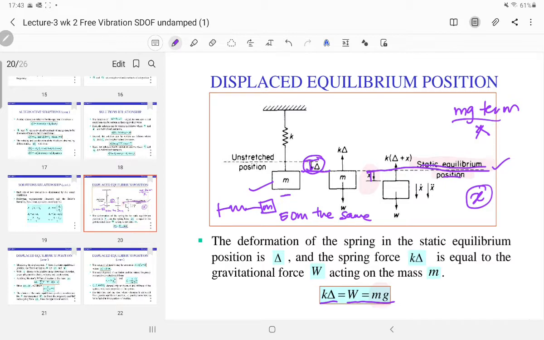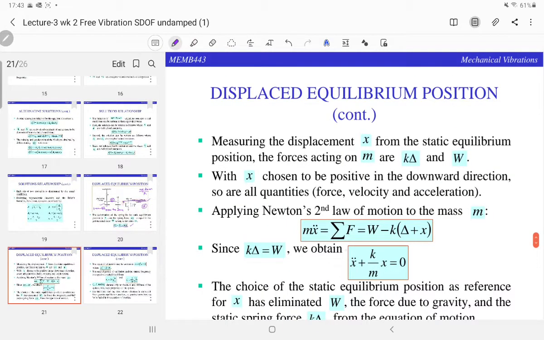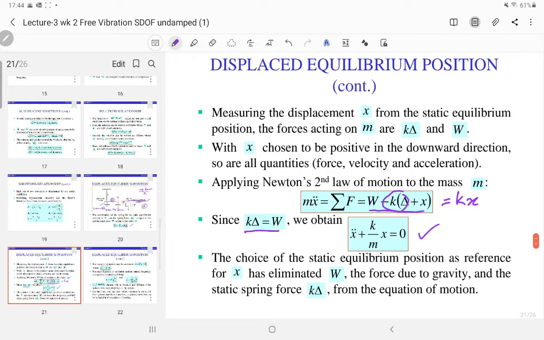So if you want to derive, let's say we are using this relationship, you can derive m x double dot equals to, so this one you include the effect of the mg. You can see that k delta is actually equal to w, so this term will cancel out. W, sorry, it's not omega, it's w minus k delta. So you are left with just kx. That's why you end up with the same equation.